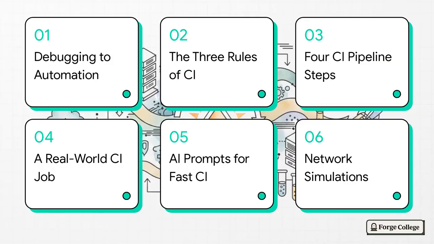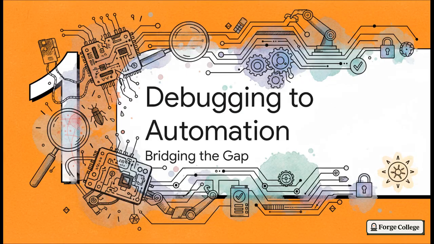So, here's our blueprint for today's explainer. We're going to map out the jump from debugging to automation, lay down the 3 non-negotiable rules of CI, sketch out a 4-step pipeline, apply it to a real-world job, look at some AI prompts to speed things up, and finally, get ourselves ready for full network simulations. Let's get into it. Starting off with Section 1, shifting our mindset from manual debugging to full automation.